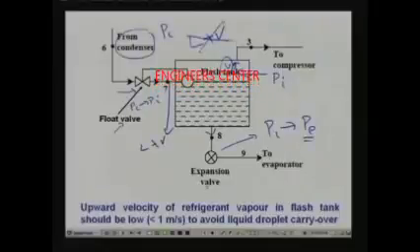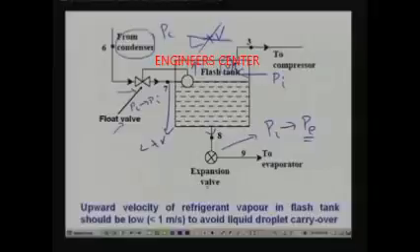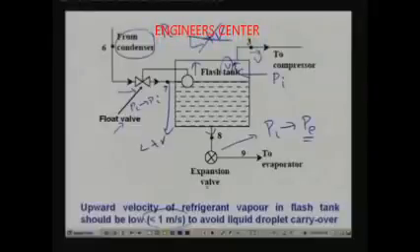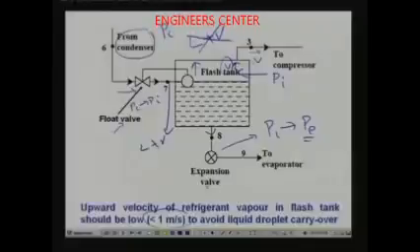To ensure that, you have to maintain the upward velocity of the vapor less than a certain value. Typically it is seen that if the velocity of the vapor at this point is less than about 1 meter per second, then the vapor cannot carry any liquid droplet. So what you have here is pure vapor. You have to design the flash tank in such a way that you get a low velocity here.